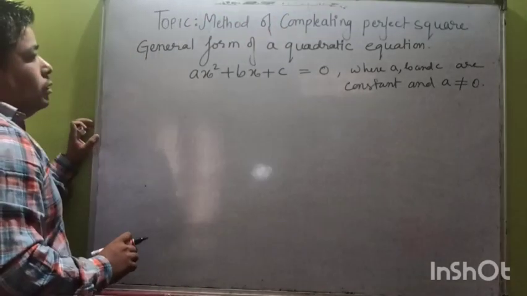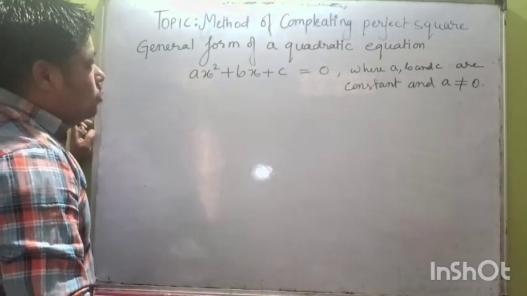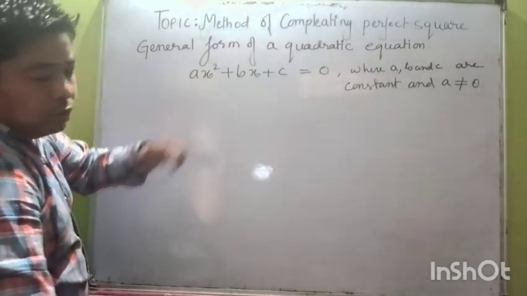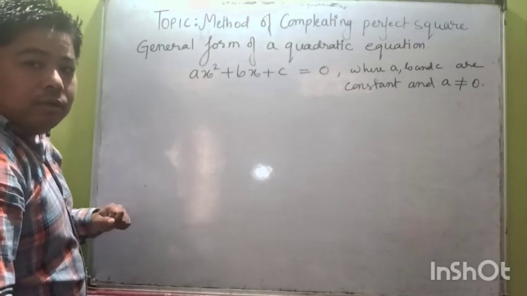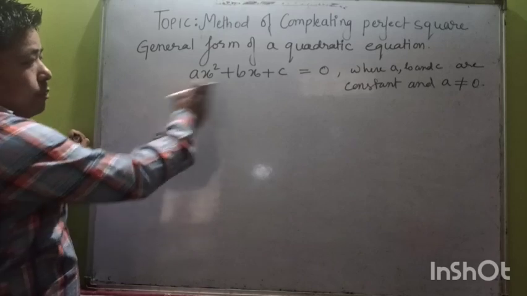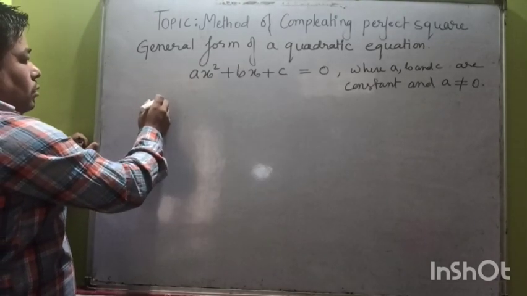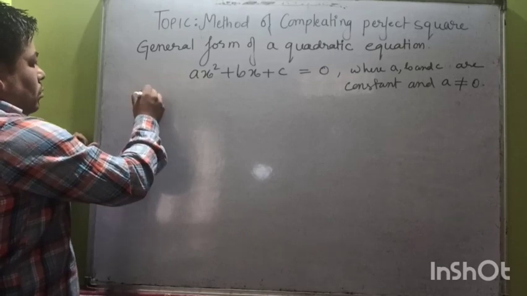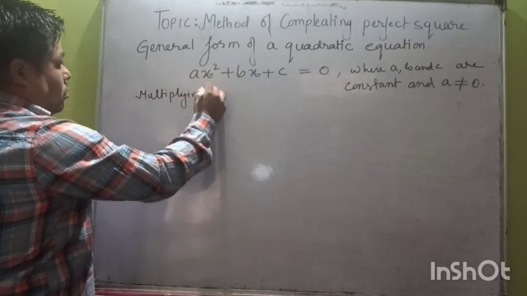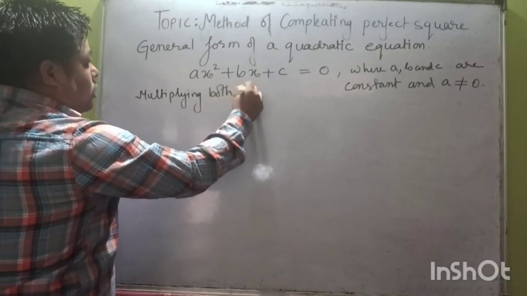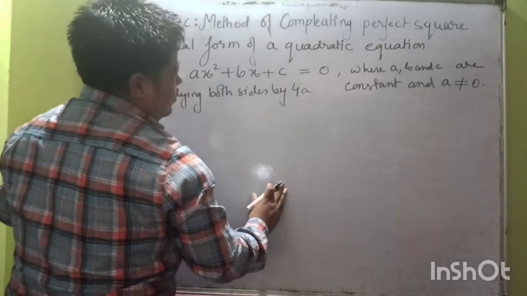Now, in order to apply this method, first we need to multiply both sides of this equation by 4a. So let's multiply both sides of the equation by 4a.